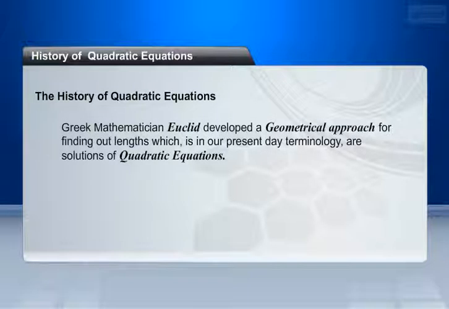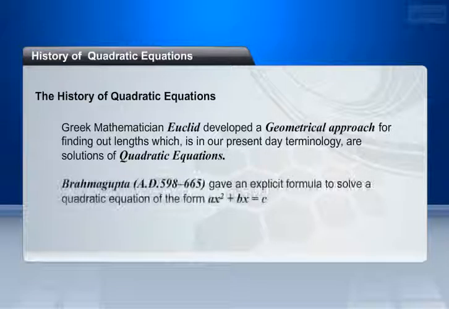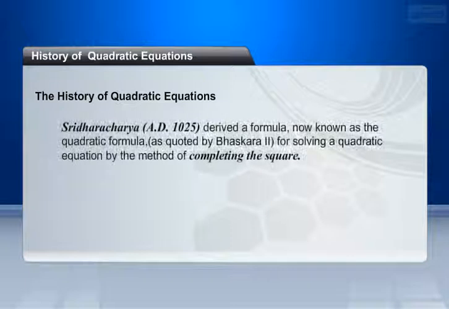Greek mathematician Euclid developed a geometrical approach for finding out lengths, which in our present-day terminology are solutions of quadratic equations. Brahmagupta, AD 598 to 665, gave an explicit formula to solve a quadratic equation of the form ax square plus bx equals c. Sridharacharya, AD 1025, derived a formula, now known as the quadratic formula, as quoted by Bhaskara II, for solving a quadratic equation by the method of completing the square.